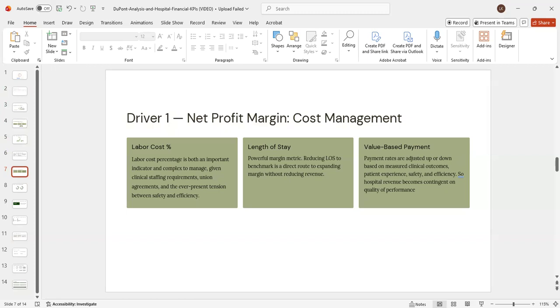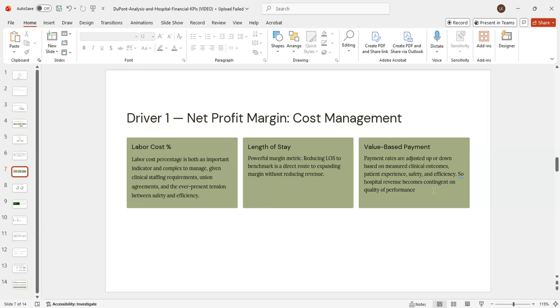Another cost management KPI is the length of stay. This is a remarkably powerful margin metric, because reducing length of stay down to your target benchmark is one of the direct ways you can expand your profit margin without having to do things that reduce your revenue or compromise care volumes. And so the length of stay is often considered an extremely important operational metric for leaders to track and to manage.